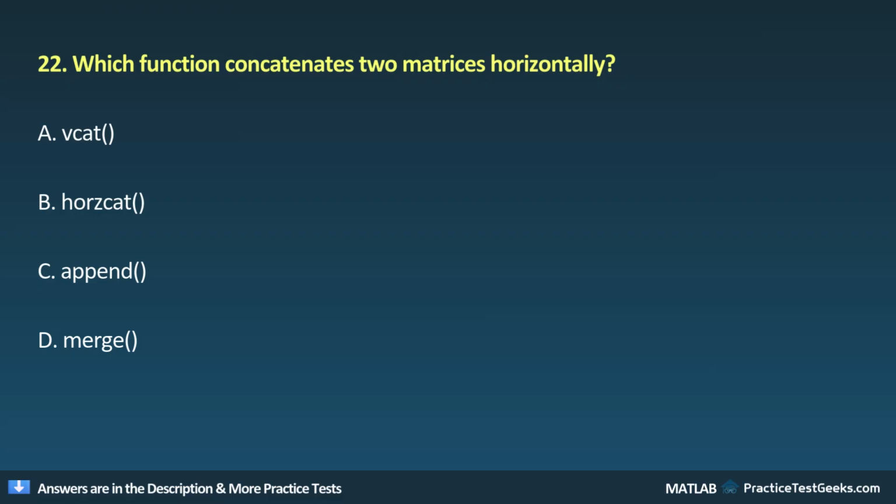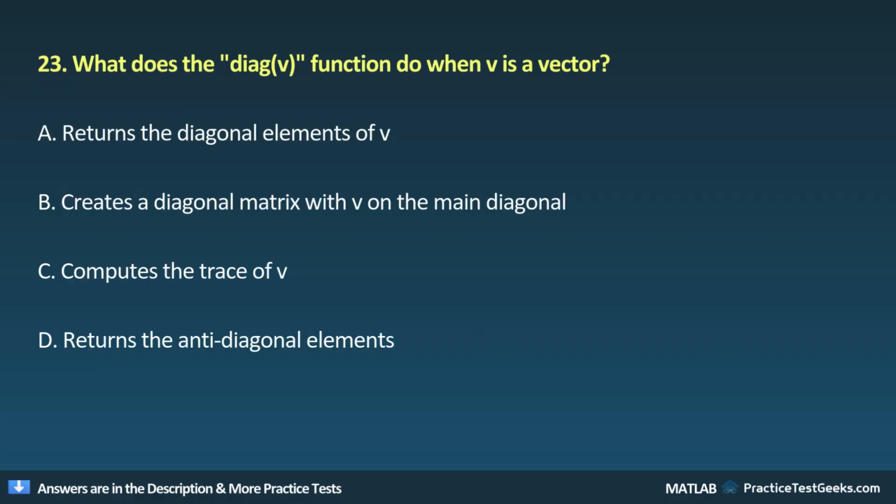22. Which function concatenates two matrices horizontally? A. vcat. B. horzcat. C. append. D. merge.